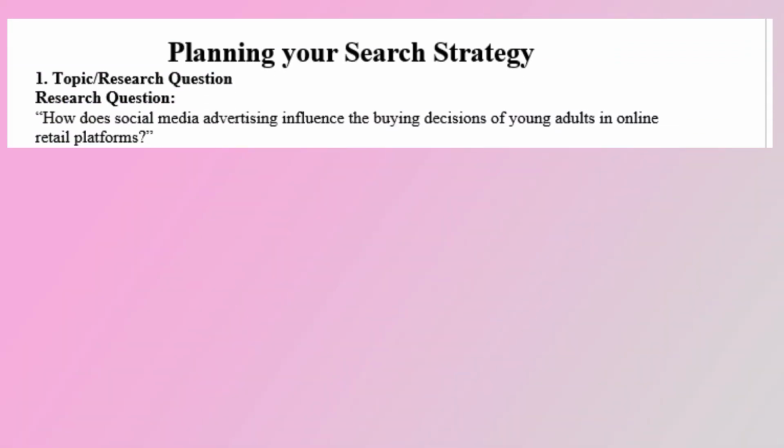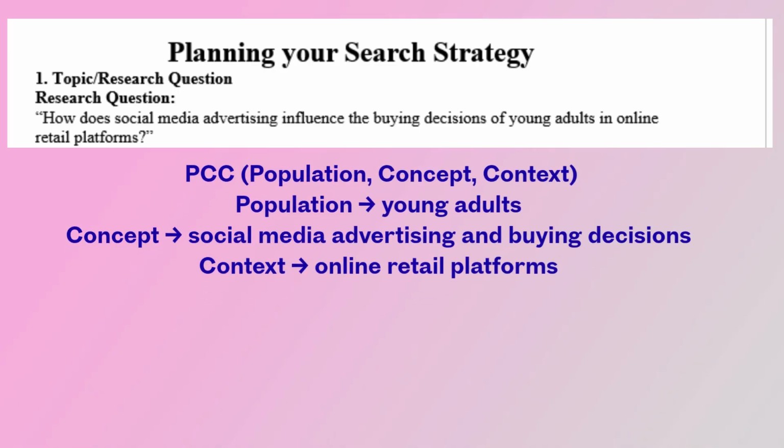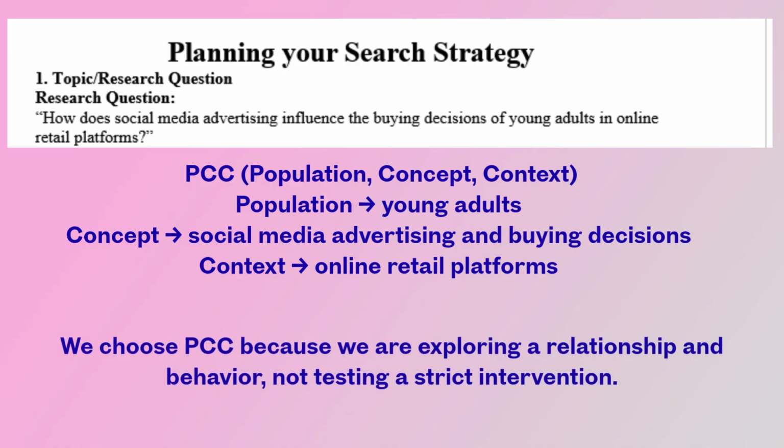I am using this research question as an example. How does social media advertising influence the buying decisions of young adults in online retail platforms? This question is about understanding influence and behavior, not just measuring numbers. So, the best framework here is PCC: population, concept, context. Population, young adults; concept, social media advertising and buying decisions; context, online retail platforms. We choose PCC because we are exploring a relationship and behavior, not testing a strict intervention.